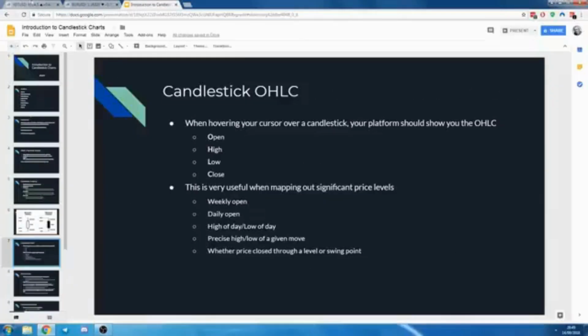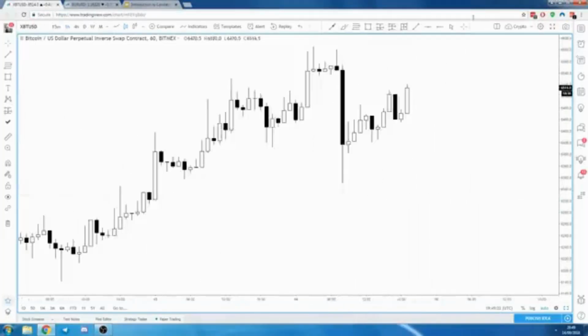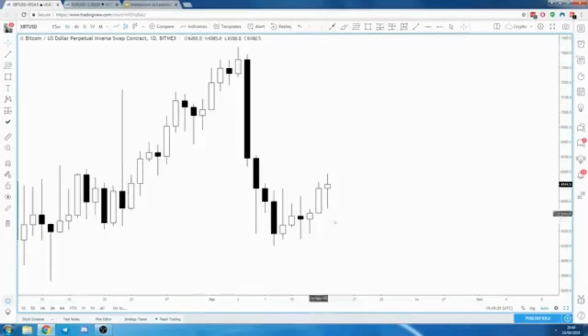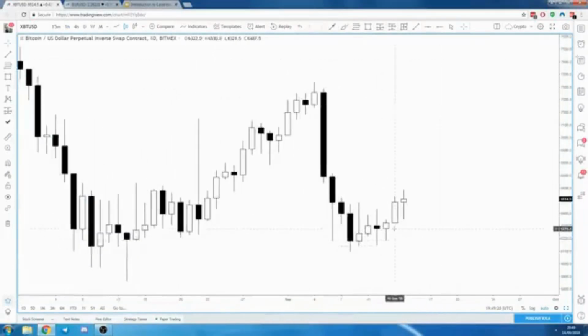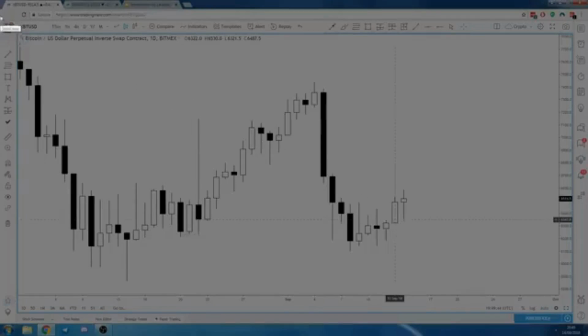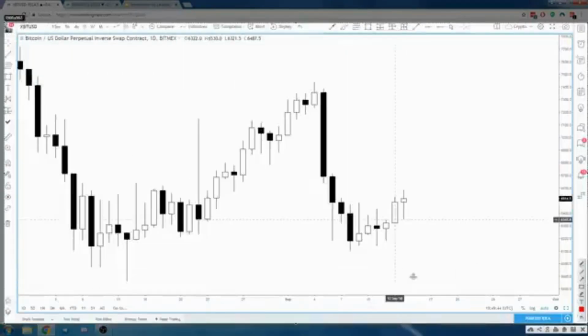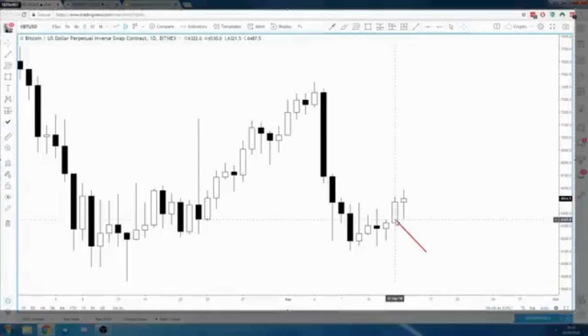So I use TradingView, for example, and you can see if I hover with my cursor, let's go to the daily chart, over yesterday's candle, in the top left, it will tell me that data. So you can see that yesterday's candle opened at 63.22, the high was at 65.30, the low was at 63.21.5, and the close was at 64.87.5. So as you can see, whenever you put your cursor over a candlestick, the data here will change and give you all of that information, right?